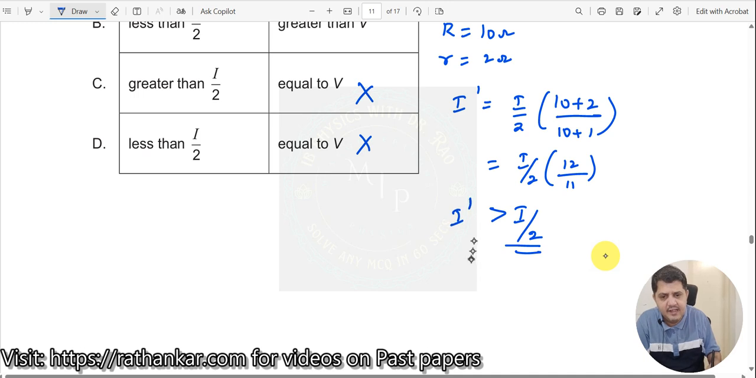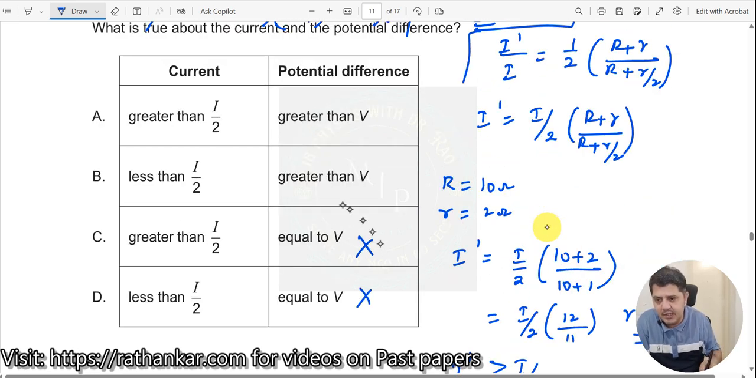So you can say I dash is always greater than I by 2, for whatever values of capital R and small r, as long as the value of small r does not exceed capital R. If the value of r is equal to capital R, this will become the same, so it will become I by 2. Until then, you observe, this will always be greater than I by 2. Thus the answer should be greater than I by 2. Answer is here.